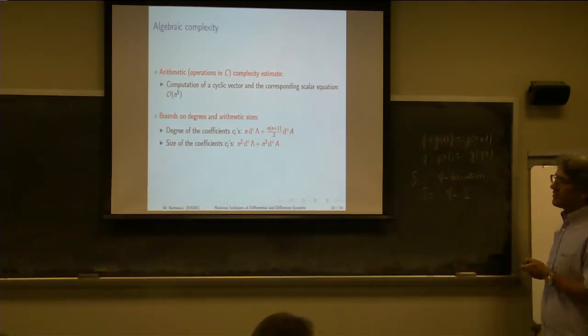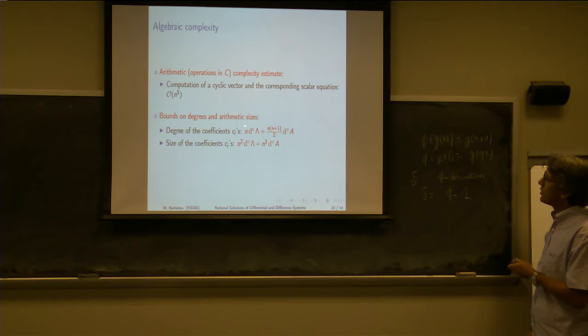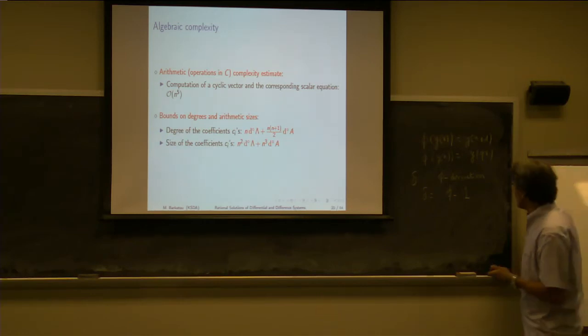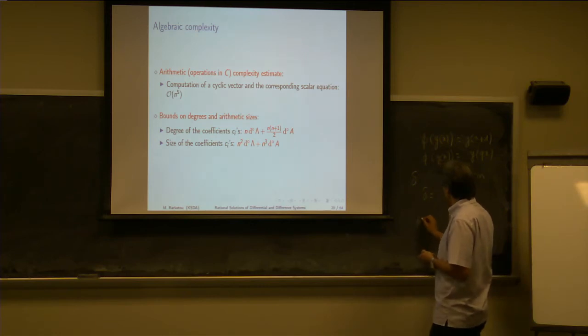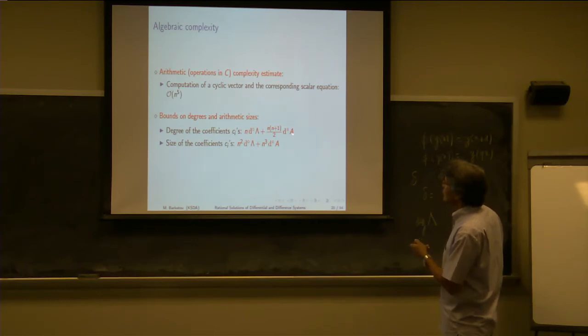So it's not difficult to estimate the algebraic arithmetic complexity. You need n to the 5 operations to compute a cyclic vector and the corresponding scalar equation. And if, for example, you start with a cyclic vector polynomial of degree lambda here, then the degree of the coefficients can be estimated. The bound is this. Excuse me, what is D0 here? It's just notation. This is the degree of A.